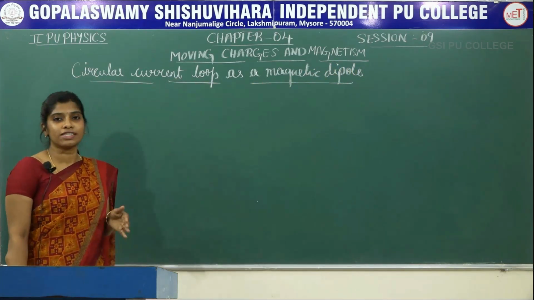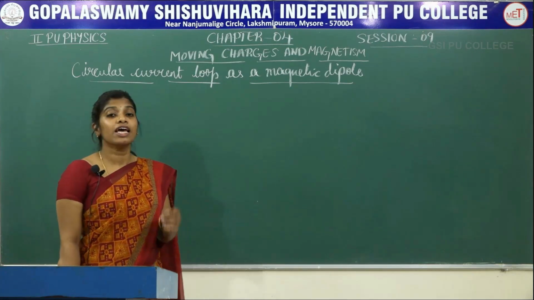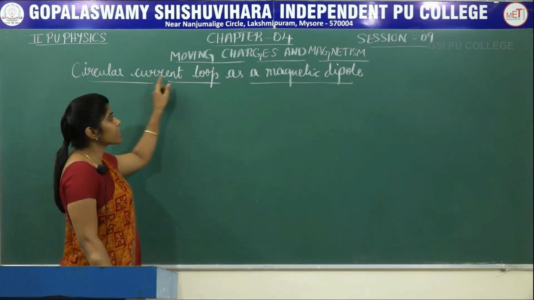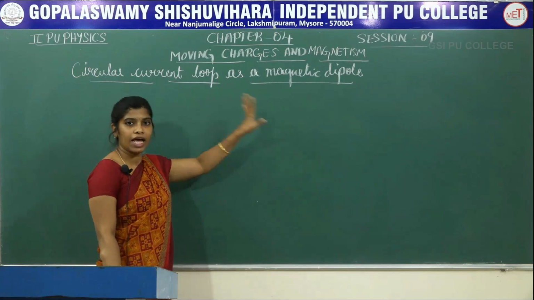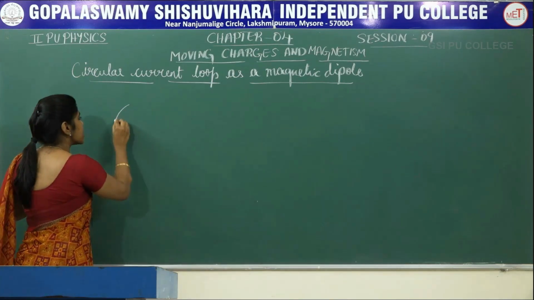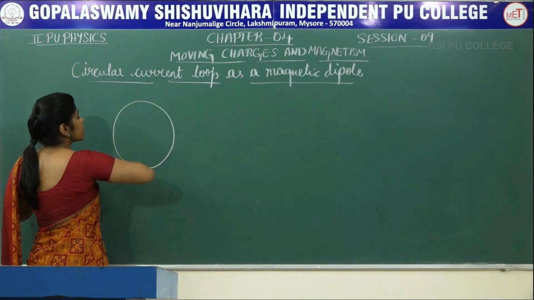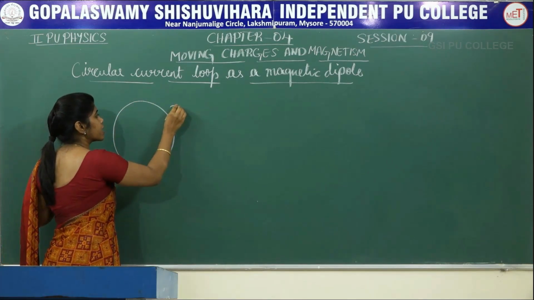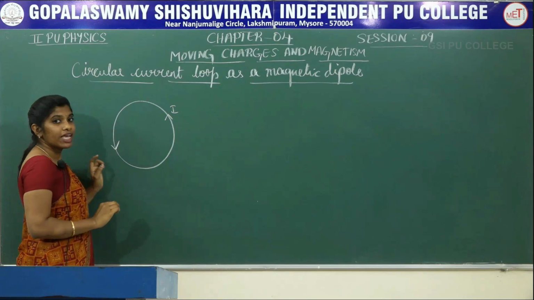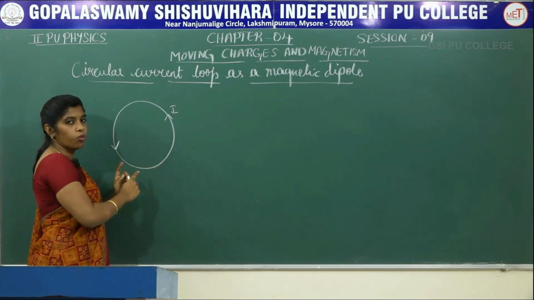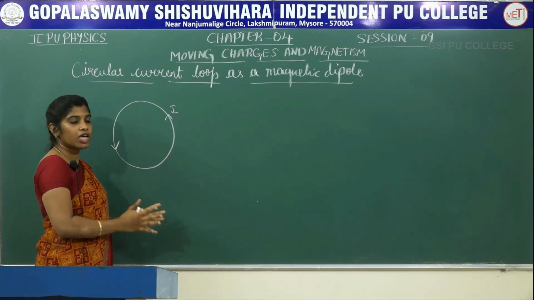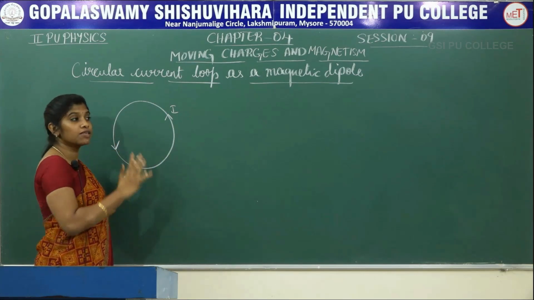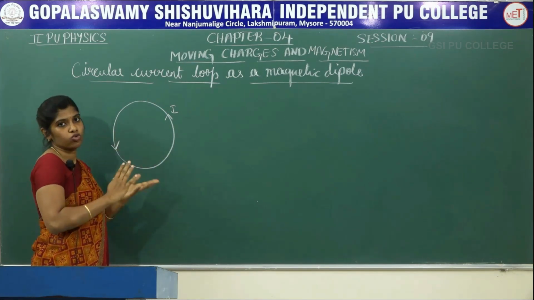We have already discussed in our previous sessions that a circular current loop acts as a dipole. If I have a circular current carrying coil or a loop, and this is the direction of the current, then this circular loop is going to act like a dipole. It has both north as well as south poles.